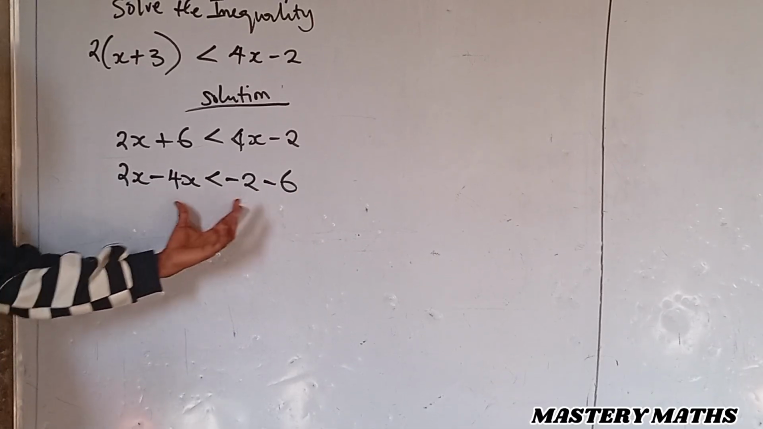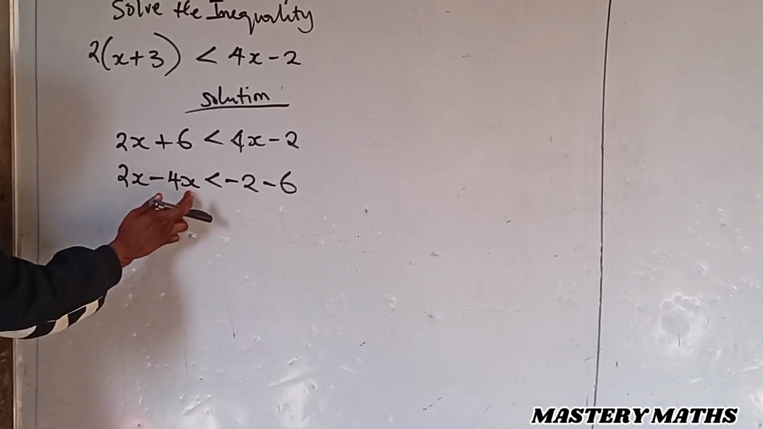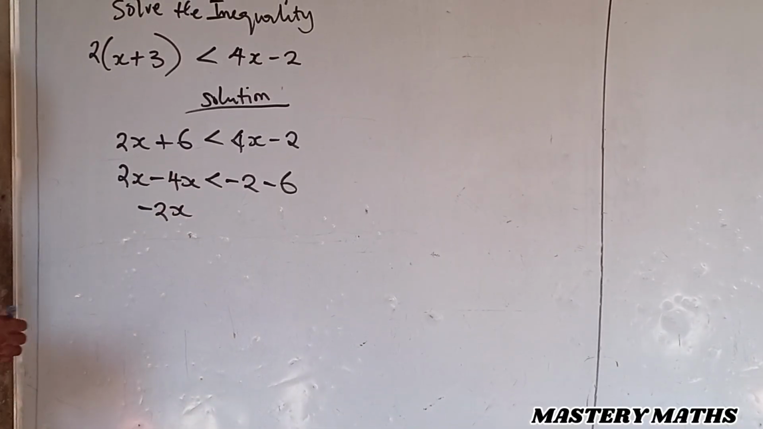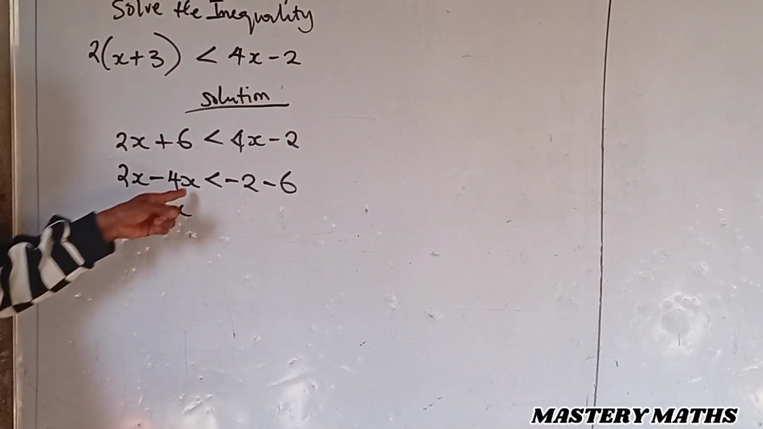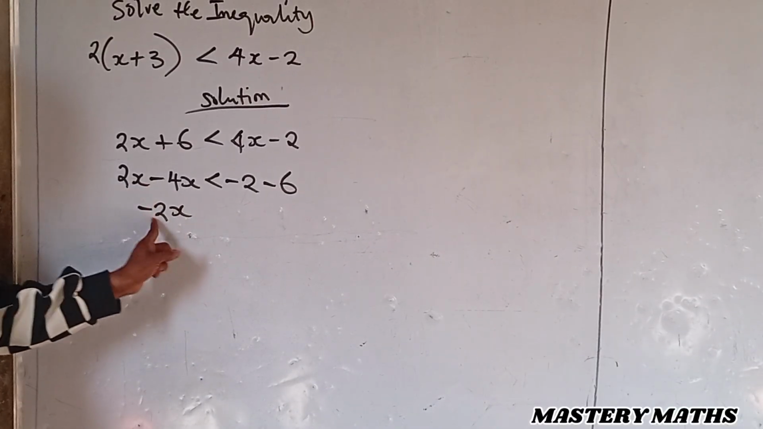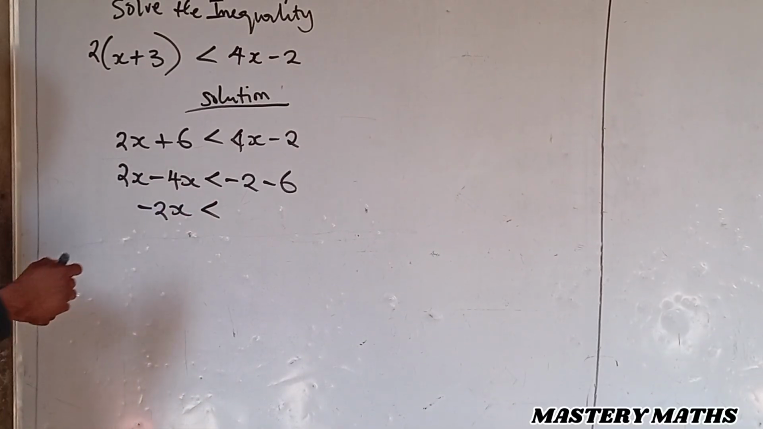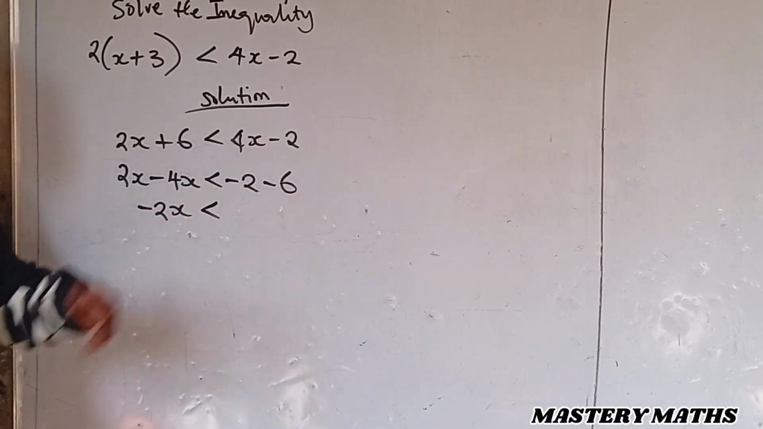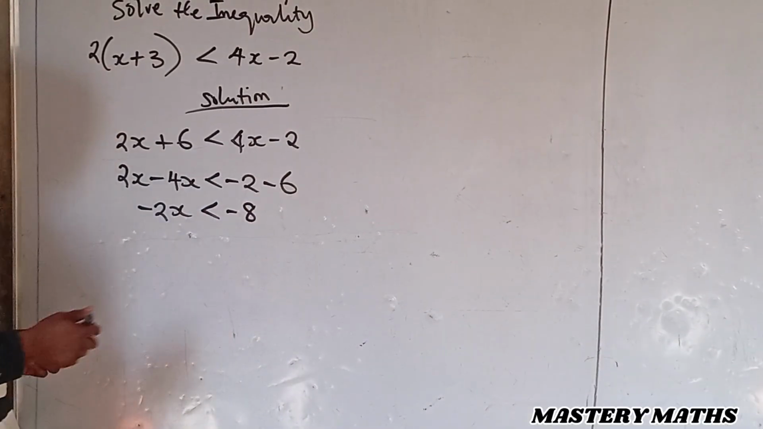You see it now? Now what should we do? Let's work on it. Then you have your 2x minus 4x gives us minus 2x. Why is it minus 2x? It will give us a negative 2x. Why? Because you cannot take away 4 from 2. So for that reason the answer will give you a negative 2x. Then you bring down your sign. Now this is minus 2 minus 6. Minus 2 minus 6 will give us minus 8. Minus 8.